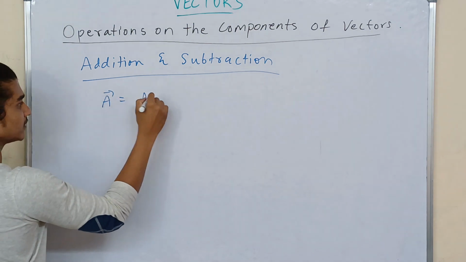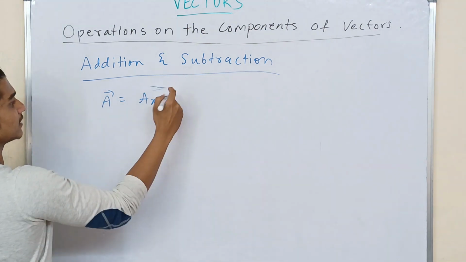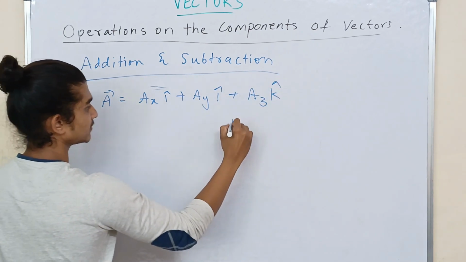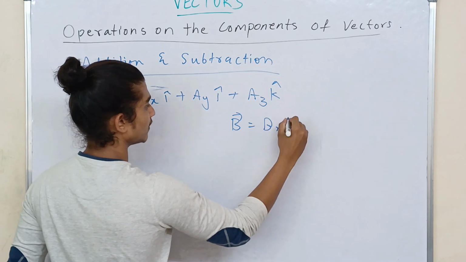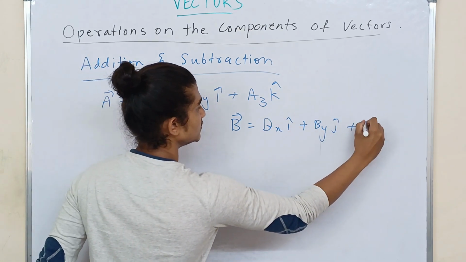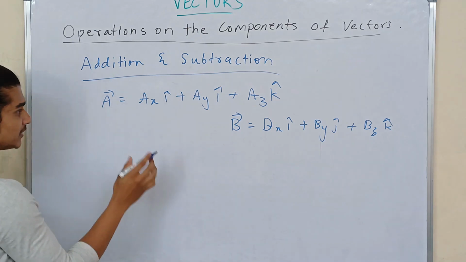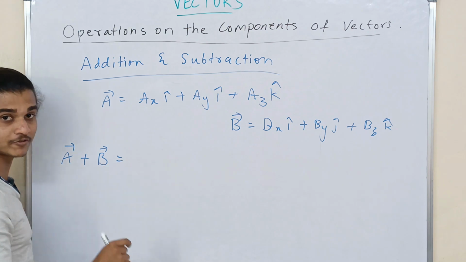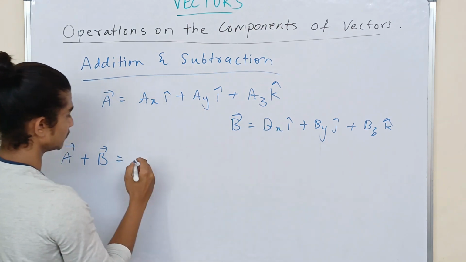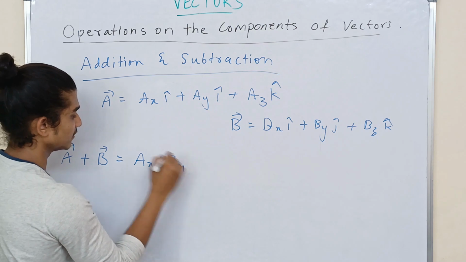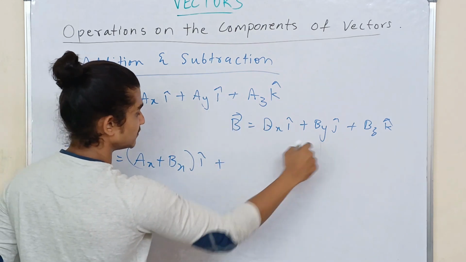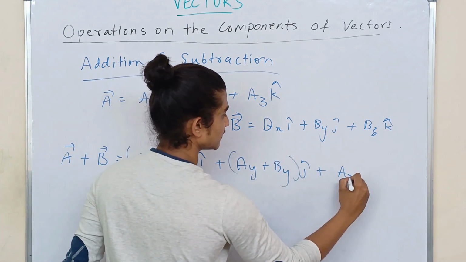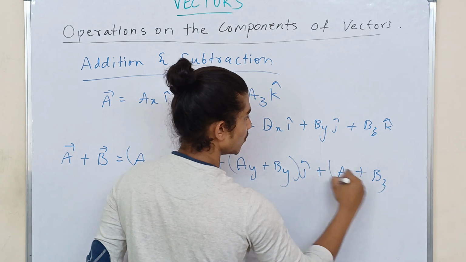So a vector is equal to ax i cap plus ay j cap plus az k cap, whereas b vector is bx i cap plus by j cap plus bz k cap. Suppose they ask me to add these two vectors, a plus b vector. I just have to add their respective components: ax plus bx whole i cap plus ay plus by whole j cap plus az plus bz whole k cap.